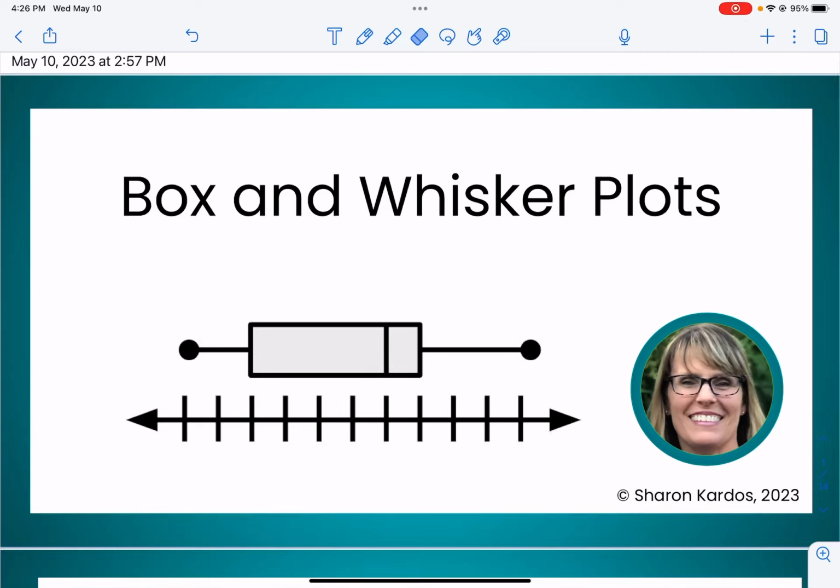Hi everyone, it's Mrs. Cardos, and I'm here today to do a little mini lesson with you for box and whisker plots. We are in the middle of our statistics unit, and so this is just a great time to talk about a box and whisker plot, what it is, and how to read one.